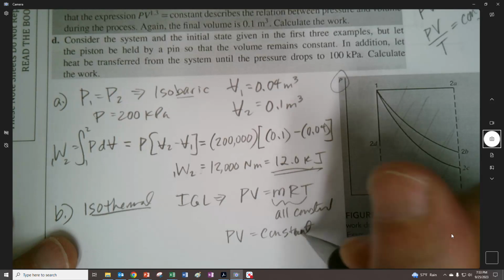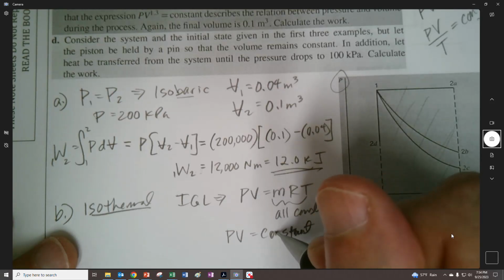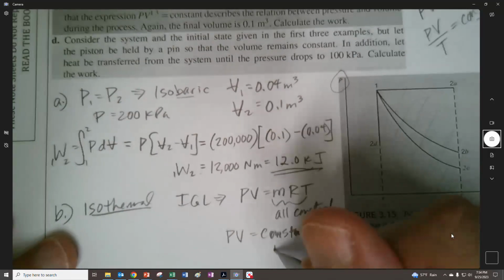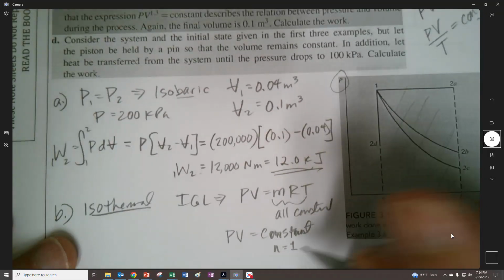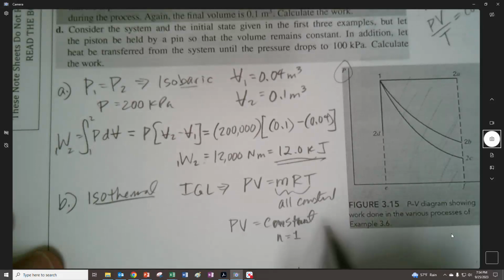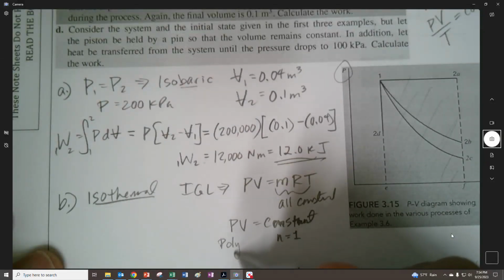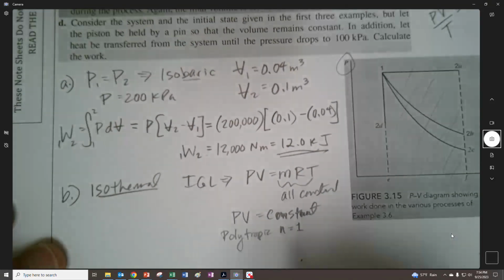Constant. Okay. Therefore, that means that N is equal to 1 of the polytropic. This is polytropic with N. So the polytropic N equals 1.